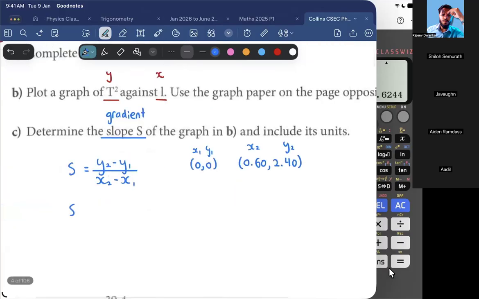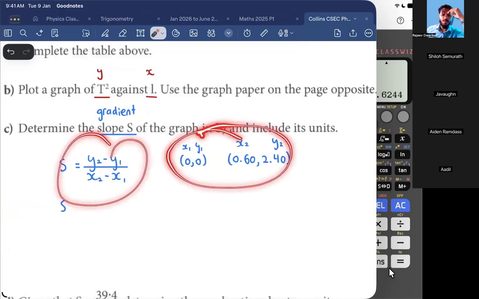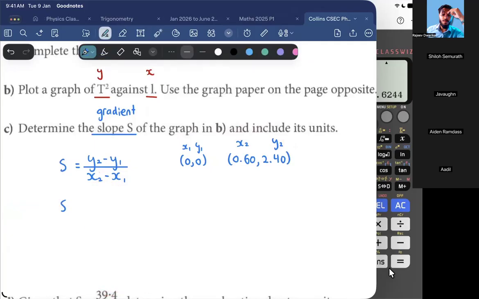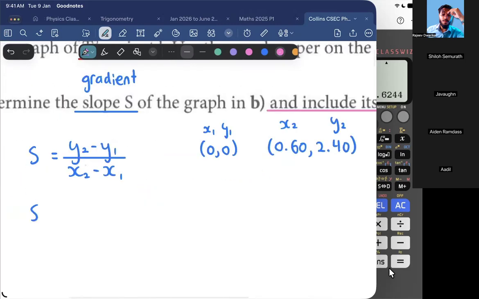Then the next step is to substitute. You're getting marks for the formula, for putting the points, for substituting, and for getting the final answer. And you need to put the units as well. If you notice, they said to include units. Remind me, what's the unit on the y-axis again? Seconds. And the units on the x-axis. Meters. Great.